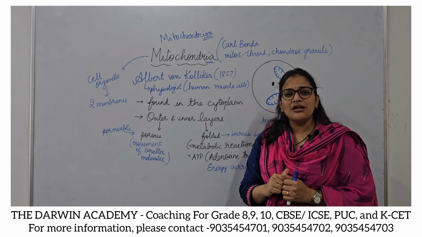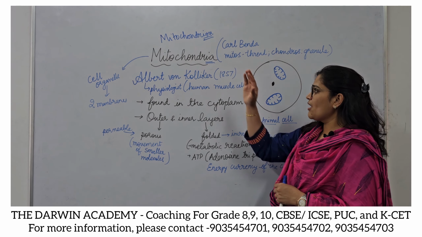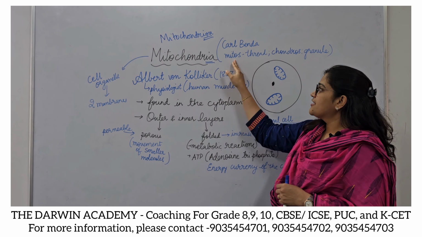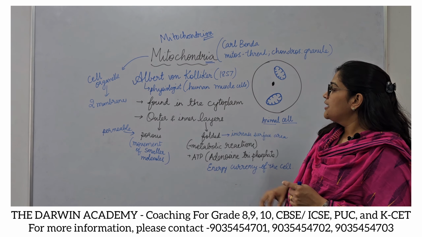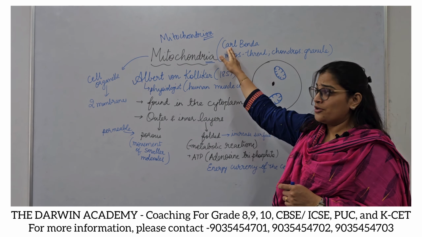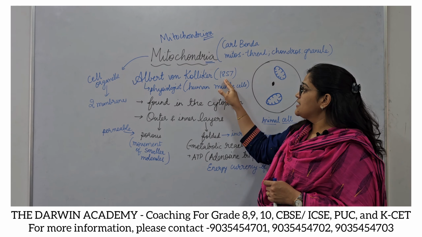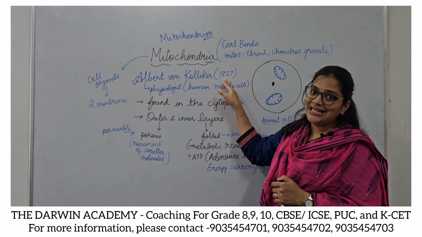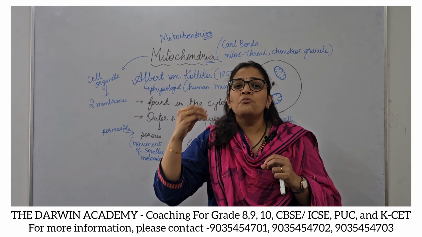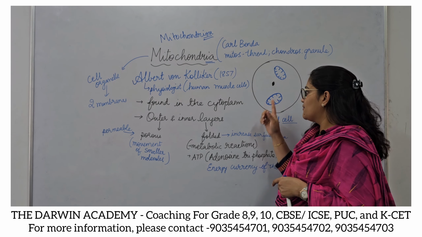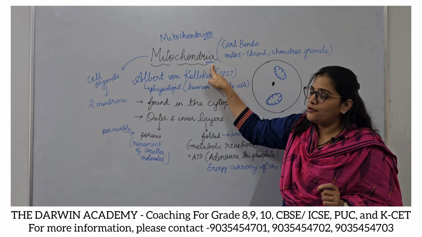So let me quickly revisit all the important aspects. Mitochondria was derived from two words, mitos and chondrion, meaning thread and granules. It was named by Carl Benda, but who discovered it? Albert von Kolliker, a Swiss physiologist, discovered these mitochondria in 1857. If I am saying mitochondria, that means I am referring to more than one mitochondrion. So mitochondrion is singular, mitochondria is plural.